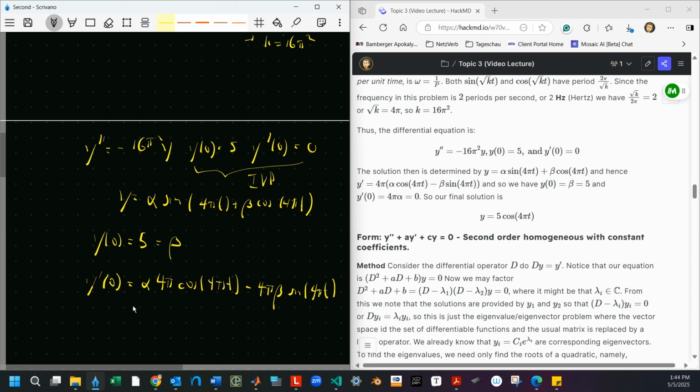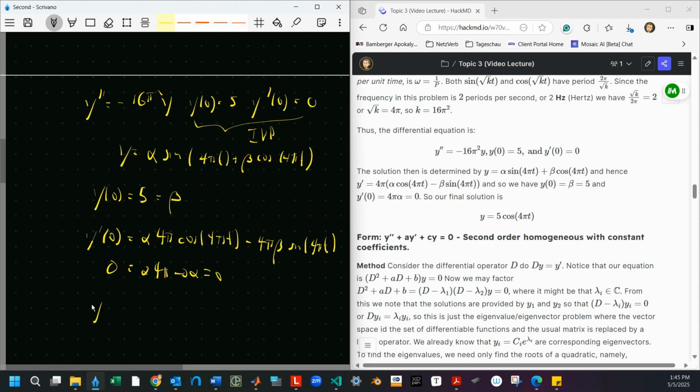Now that is 0, right? So that's what I was saying before. So we have 0 equals, this is going to become 1, so alpha times 4 pi. So alpha is 0. Okay, so the final model is just y equals 5 cosine 4 pi t. That's our final model there. So that was a pretty easy one.